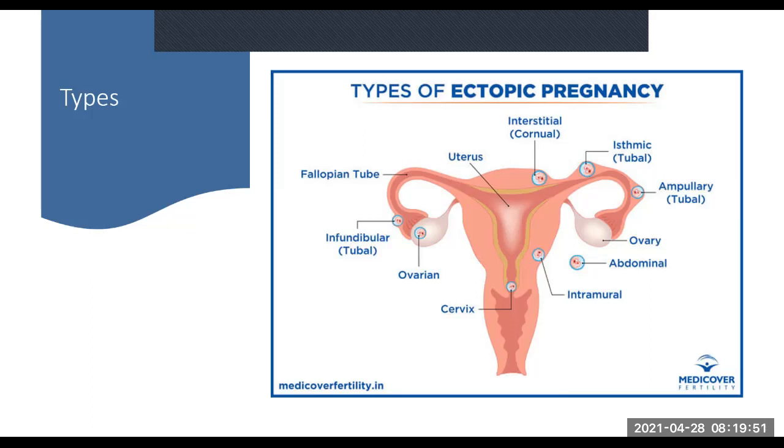Okay, then you go to intramural. All right, so intramural, within the wall of the uterus. So when a patient is pregnant, the uterine wall starts getting quite large.